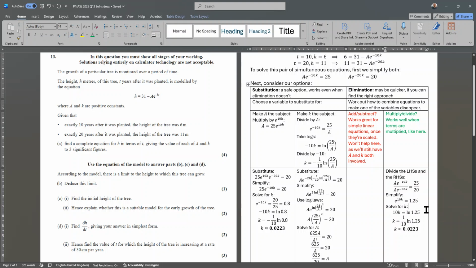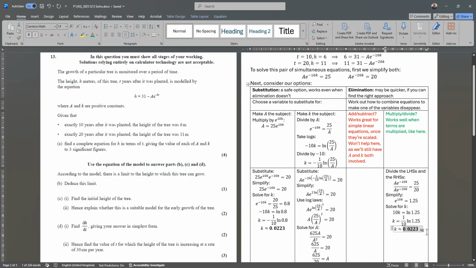Once you've got to here, it should be plain sailing, as long as you remember that to reverse exponentiation, you've got to use logarithms. So the natural exponential base, e, goes with the natural logarithm, ln. So this is just log base e. And if you want to undo e to the power of, you do the natural log. Natural log of e to the power of 10k is just 10k. And the natural log of 1.25 is some messy number that you can ask the calculator for. When you've done that, you can divide by 10, and you've got a value for k.